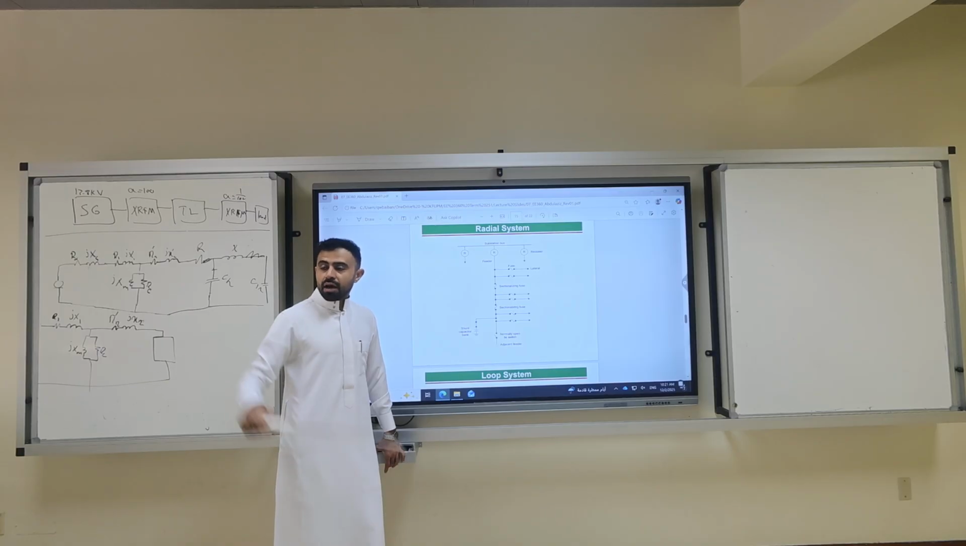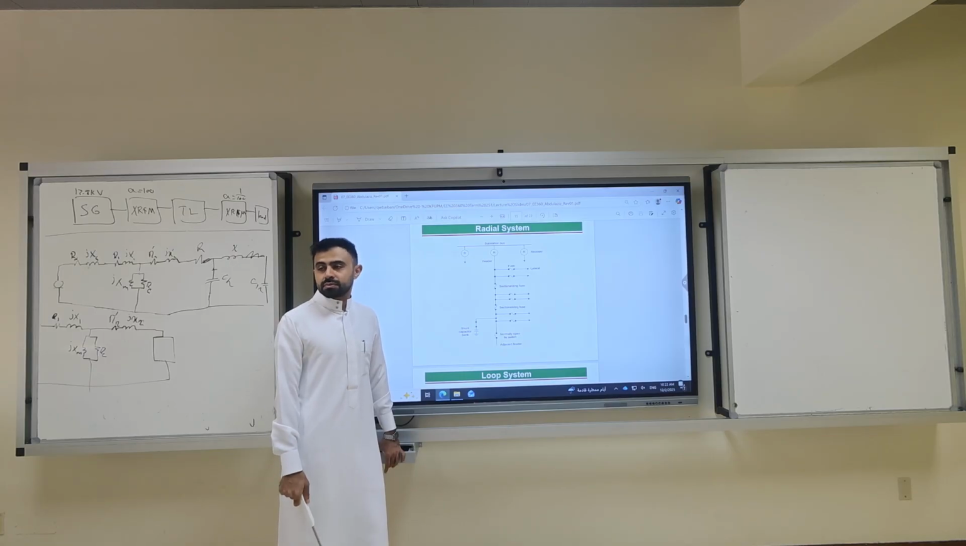And what was the allowable minimum voltage? The Saudi standard? 5%, plus or minus. Don't forget this number. I will ask you in the test. What's the minimum voltage allowed for 13.8 kV distribution? You have to multiply 13.8 times 0.95. That's a minimum. Clear?